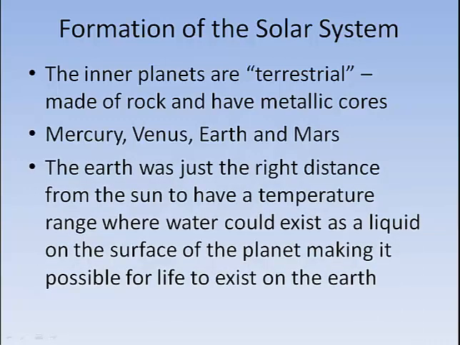Now the Earth is just the right distance from the sun to have a temperature range where water can be a liquid on the surface. And that's important because life needed liquid water to be able to evolve and exist. So we are in what's called the sweet spot. We're just far enough away to be warm, but not close enough to be real hot. If we were further away, the water on Earth would be ice. If we were closer, it'd be way too hot for life. So we're in just the right spot in the solar system.